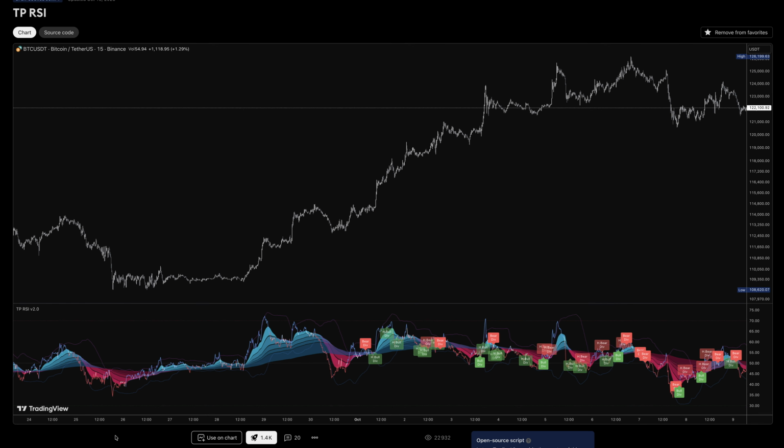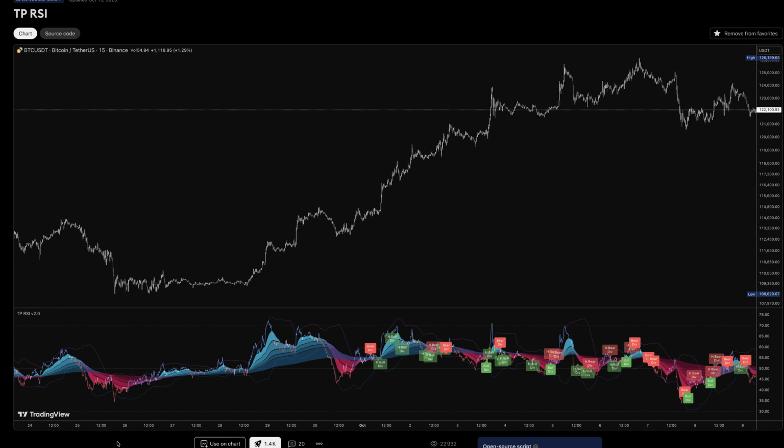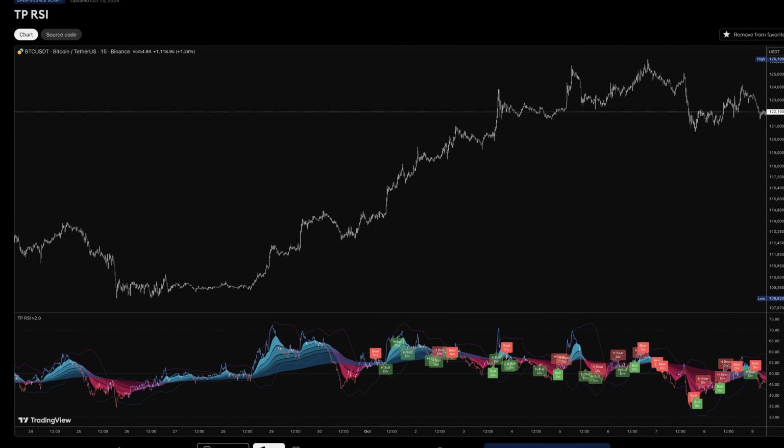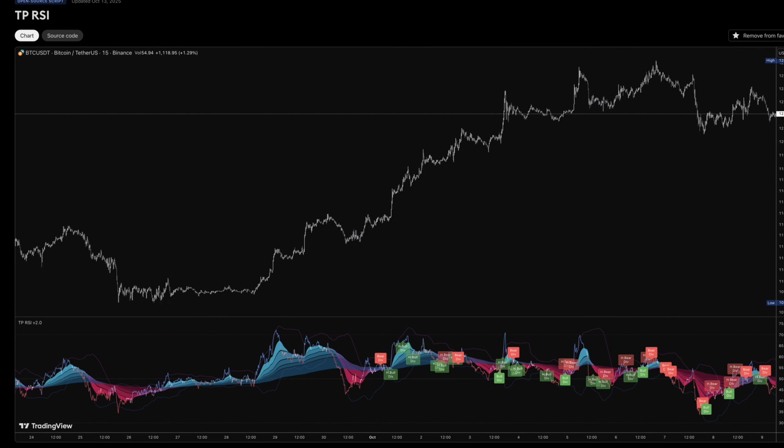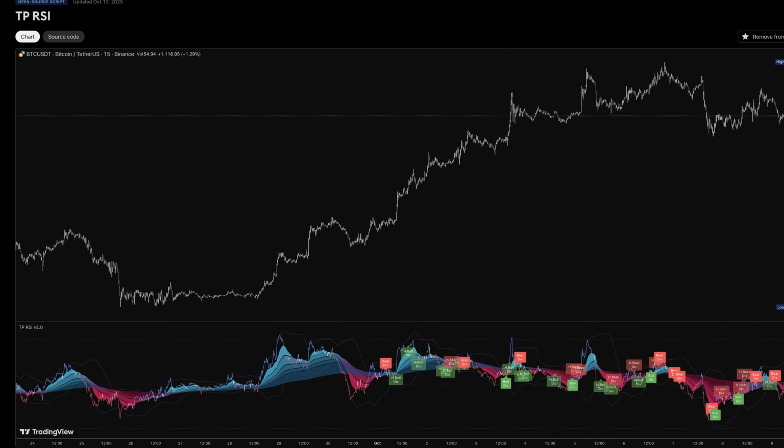If you still want the visual context of seeing the ribbon on a separate pane, you're welcome to add our free TP/RSI to your chart. But for signal filtering, it's all handled internally now.